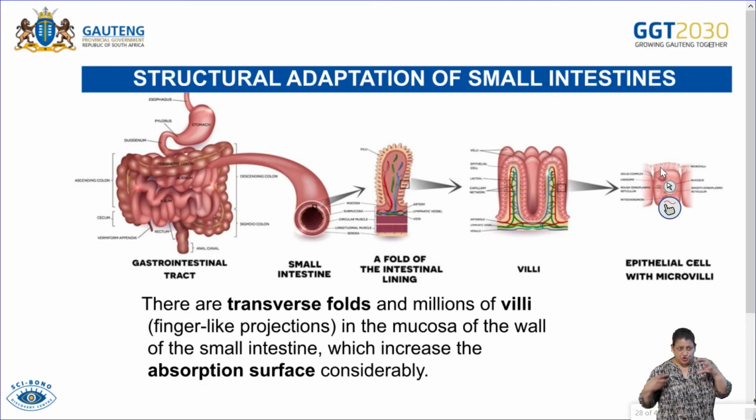So when they do a scope and they look inside the intestine, you see a whole lot of these finger-like projections. Let's magnify the finger-like projections. It's called a villus. This is the villus. One villus. On the villus surface, they got smaller little finger-like structures called microvilli. So that's a villus. It's finger-like.